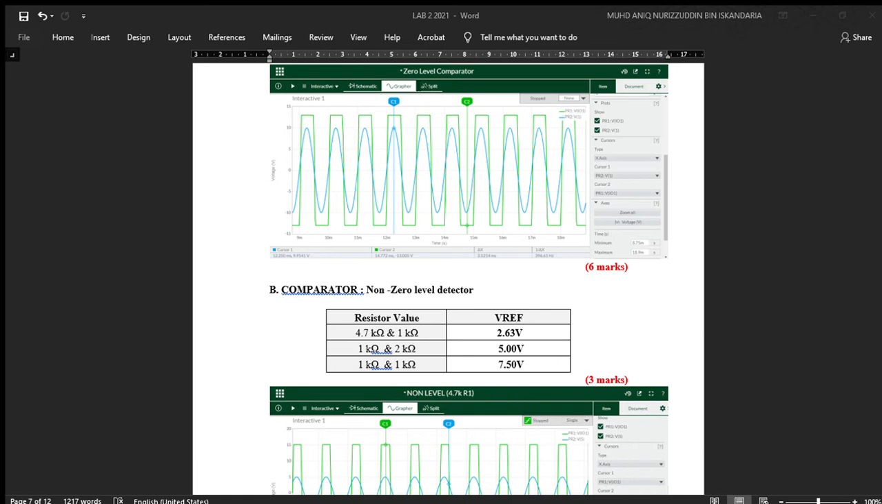For the circuit with 1 kilo ohm for R1, we change it here. The circuit still gives the same wave and graph because the circuit cannot go beyond 7.5. It will stay at negative maximum until we change the V source here.